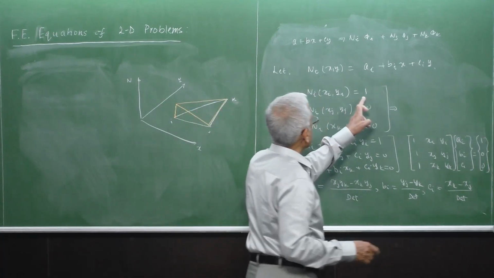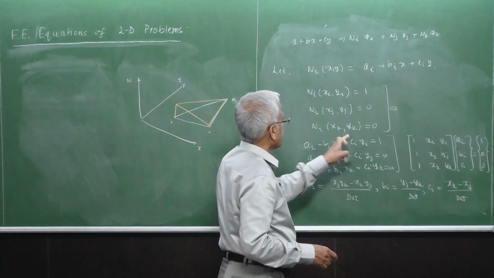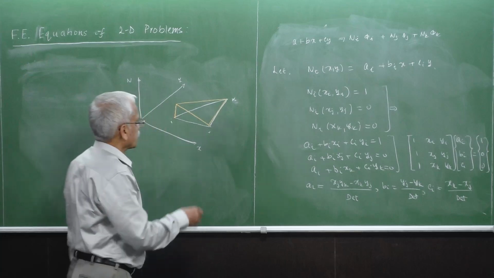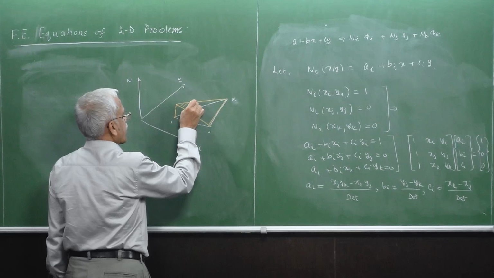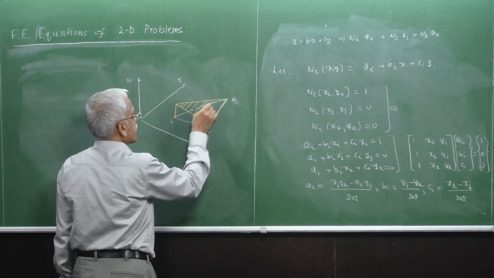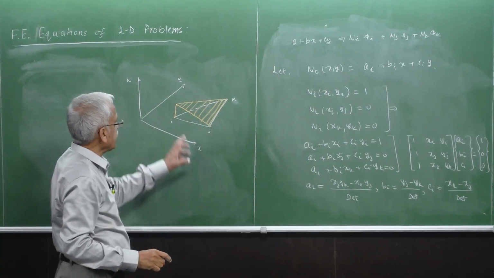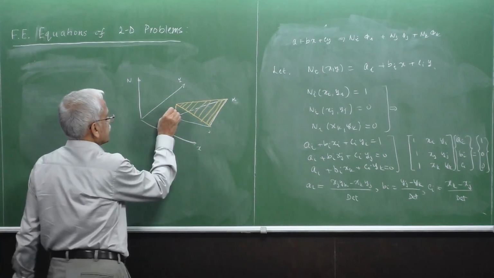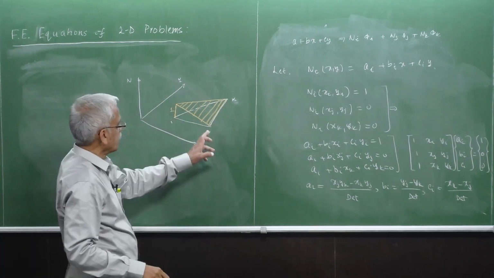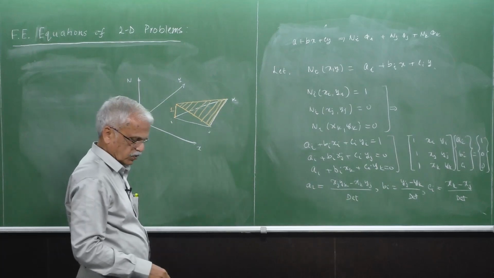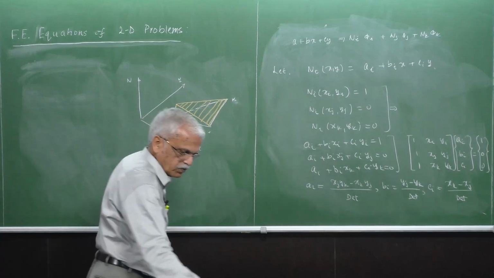Right? So those were the expressions. For example, ni at xi, yi is 1, ni at xj, yj is 0, ni at xk, yk is 0. So this looks like a tent with a pole here with a value of 1, and then it linearly goes to 0 at the other two nodes.